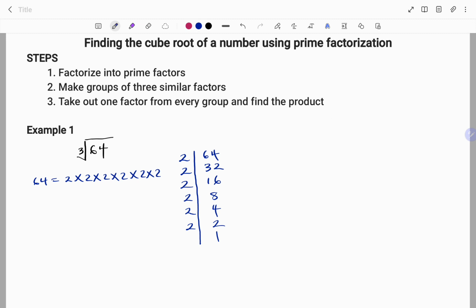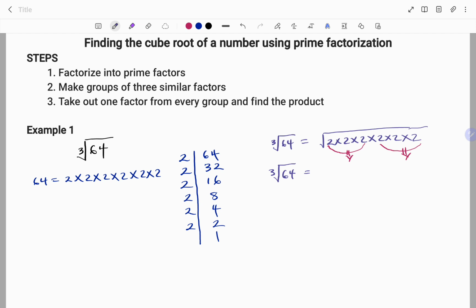Now to find the cube root of 64, let's write it out again. We write our prime factorization under the root: 2, 2, 2, 2, 2 and 2. The next step says we have to make groups of 3 similar factors. So we are going to be grouping in 3s. We have 1, 2, 3, that's a group. We have another 1, 2, 3, that's another group.